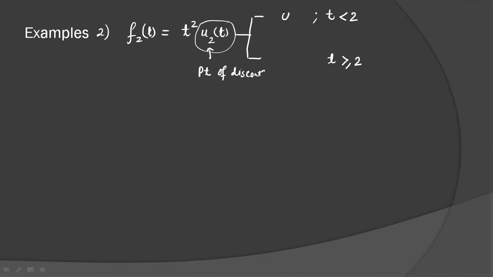So 0 into t square will become 0. When t is greater than 2, its value is 1, so it will become t square. So this is the breaking of this function. If we see the graph of this function, this is your t, this is your f2(t).